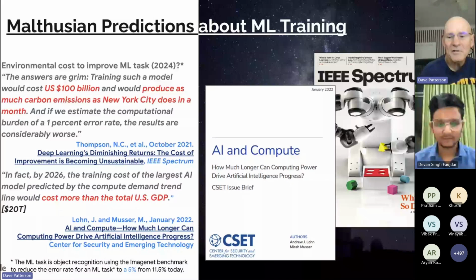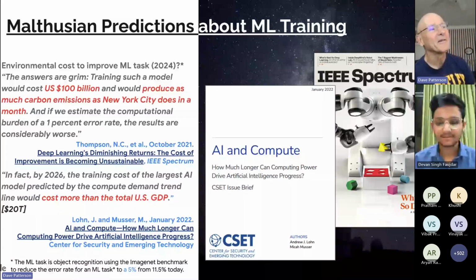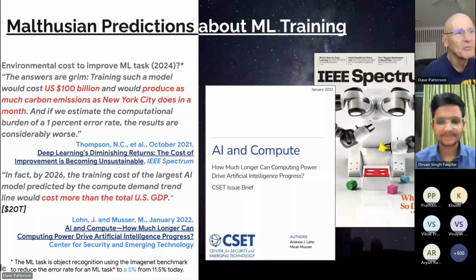to train the largest model, it would be more than the gross domestic product of the United States, so $20 trillion. And imagine what the carbon emissions would be if you spent $20 trillion to do it. So these are startling predictions, and so that got me involved and some other people. Let's try and get to the truth of this to see what's going on.